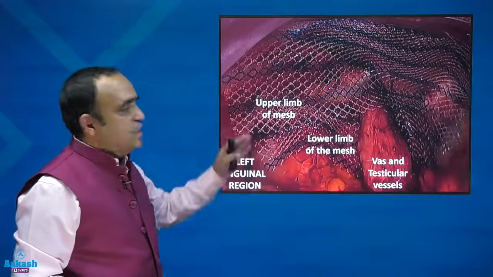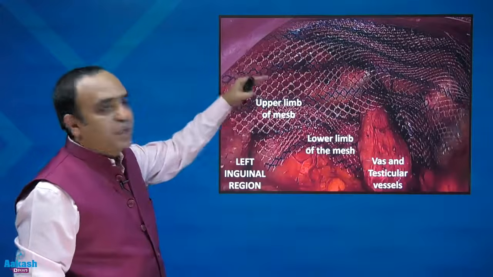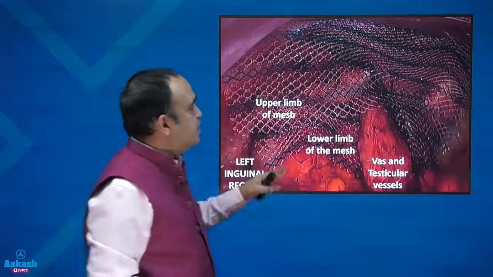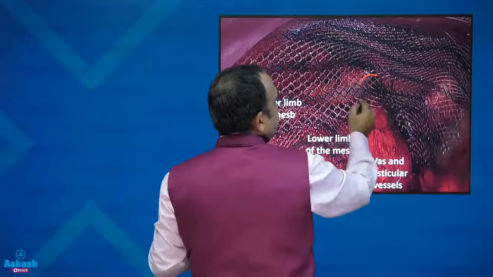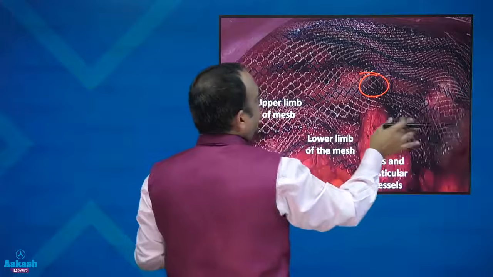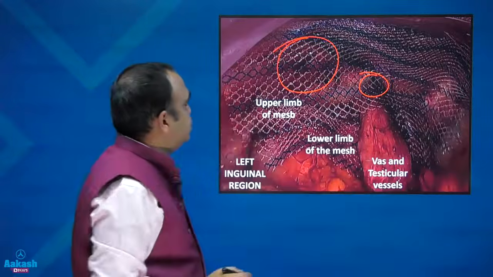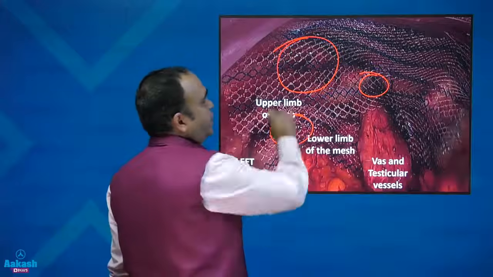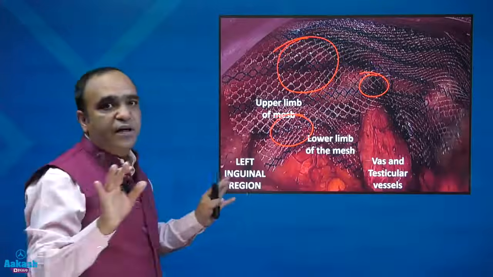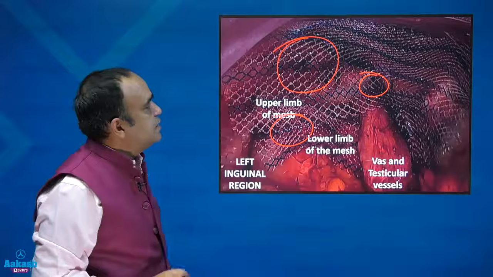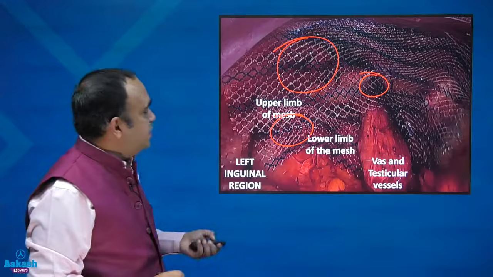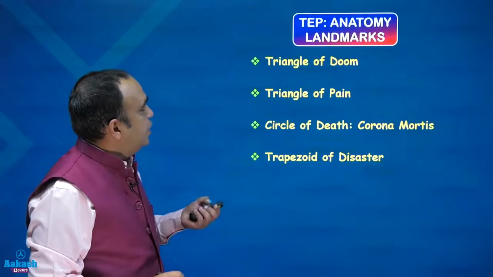Now this is the mesh placed inside the preperitoneal space. As you can see, that's the deep ring, so it has been covered with the mesh. That's the direct hernia, the Hesselbach's triangle, and that's the femoral ring. So all three defects are covered with the mesh. So this is the preperitoneal mesh placement in laparoscopic inguinal hernia repair.